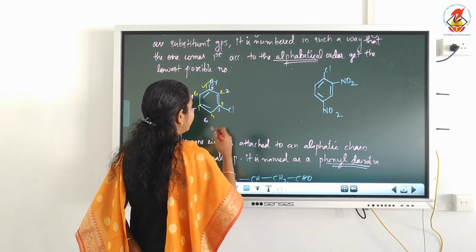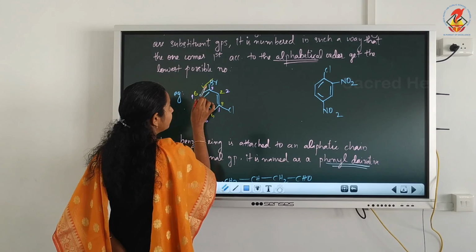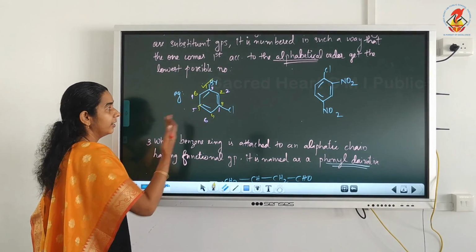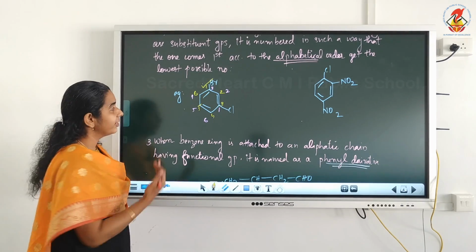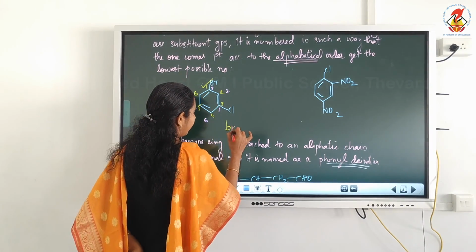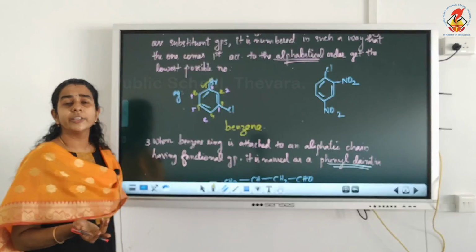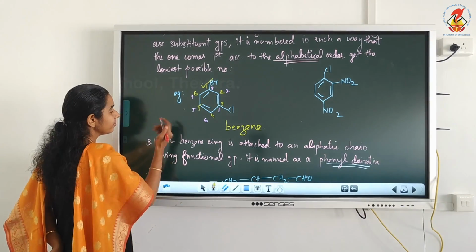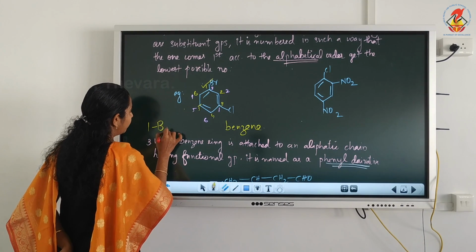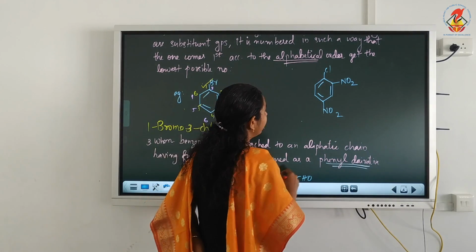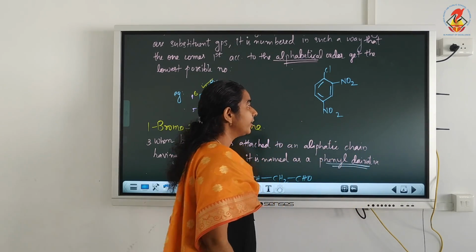So how can we name it? Here at the 1st and 3rd carbon there is bromine and chlorine. The parent is benzene, because bromine and chlorine are always used as prefixes. So it is 1-bromo-3-chlorobenzene. There is one more compound given, a benzene ring containing chlorine and 2 nitro groups.